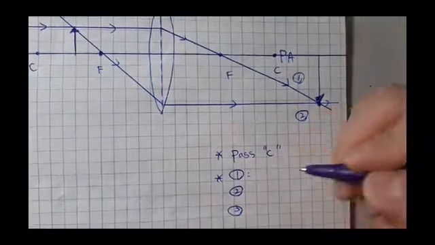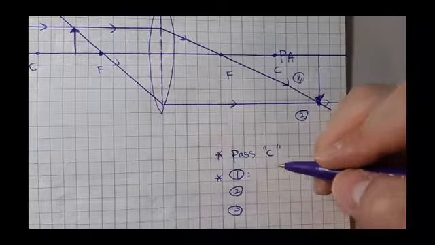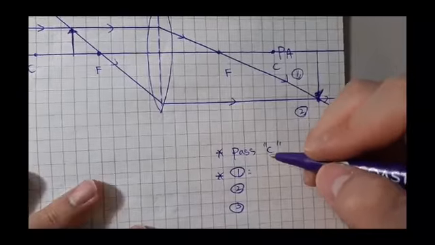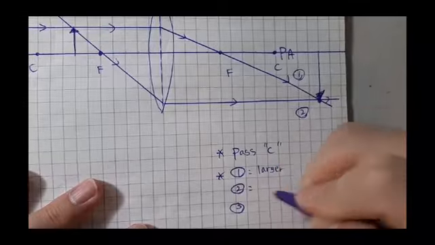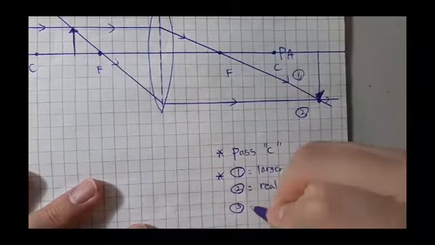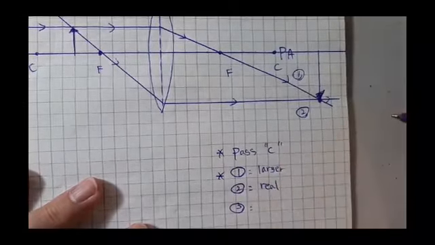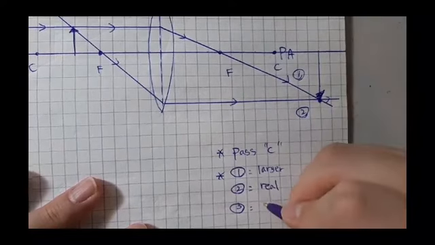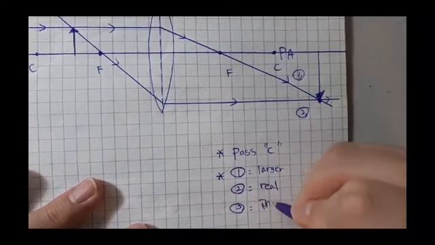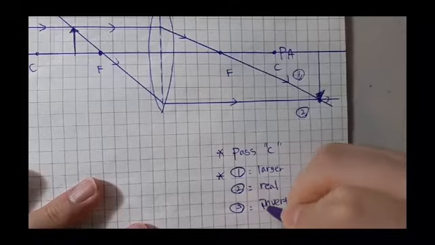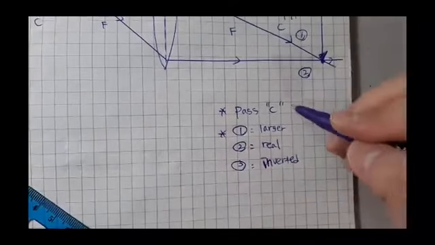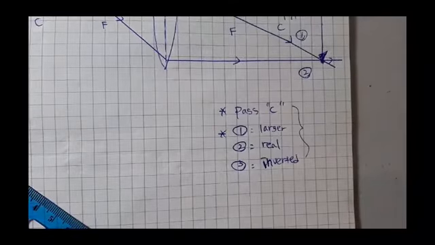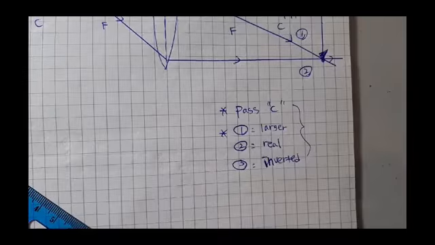It has to be precise, so I'm going to use a formula when it comes to tomorrow's lesson. But in any case, it's a larger image, a solid line that intersects, so it's a real image. And number 3, it is inverted. The order of the properties doesn't really matter as long as you include these. That is an example of a convex lens situation.